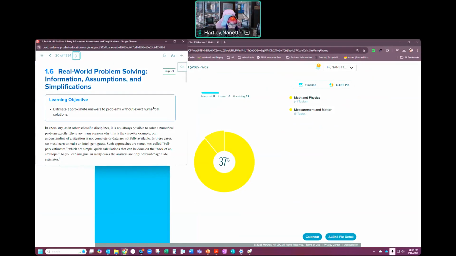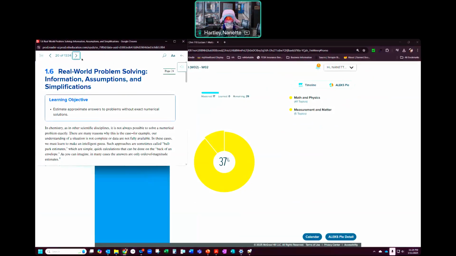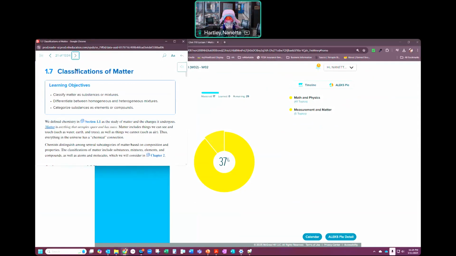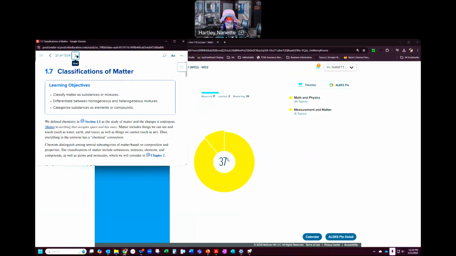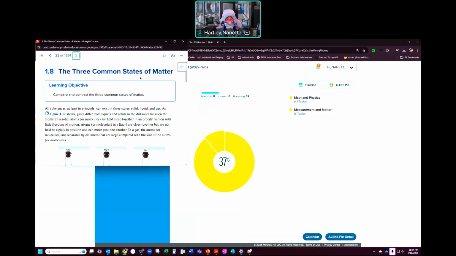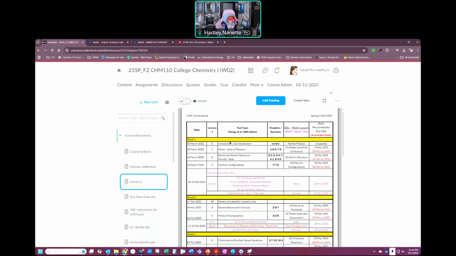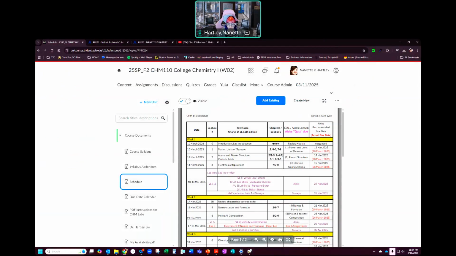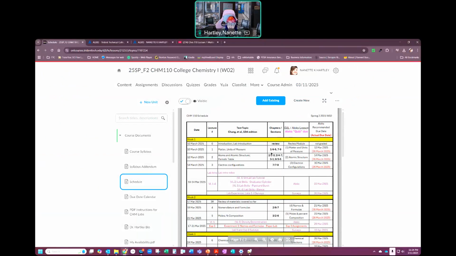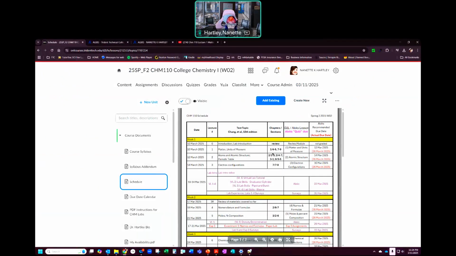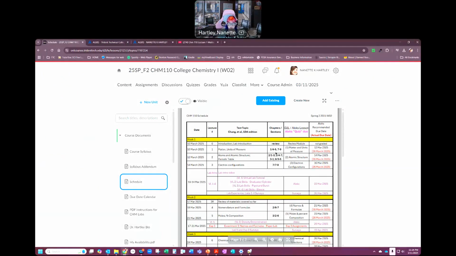And then of course we go to 7, 8, 9, which is the next part that we talk about: classifications of matter, the three common states of matter, and the physical and chemical properties of matter. So yes, when we're talking about that schedule, that's what it means. It's the chapter number in front and then the sections after that.